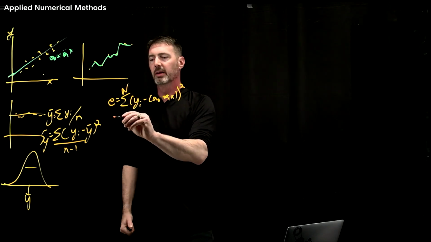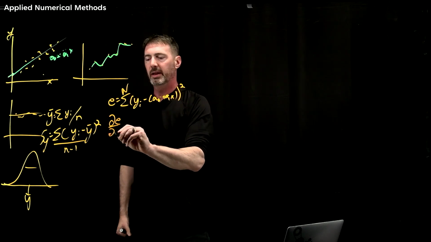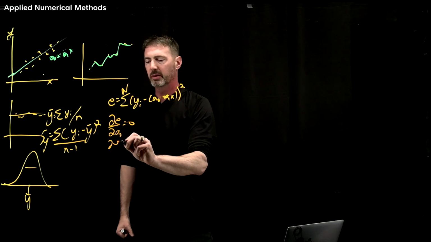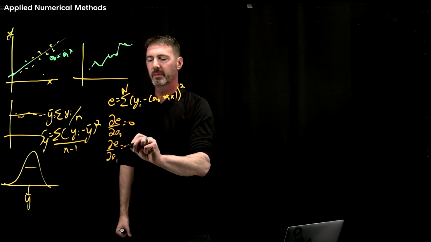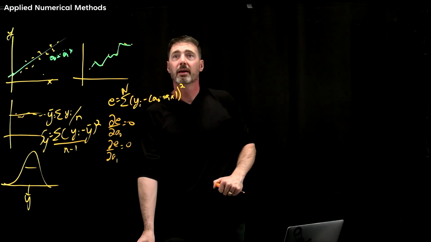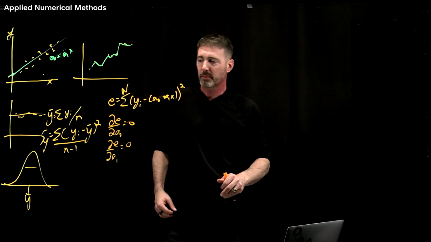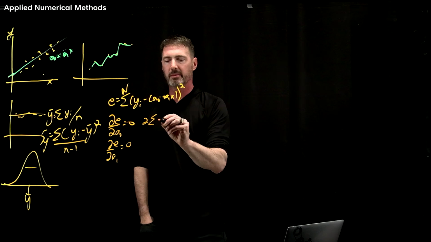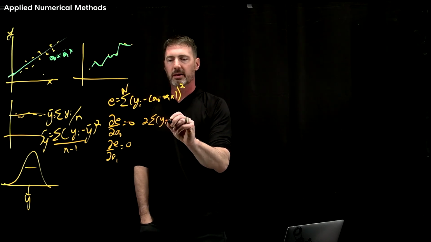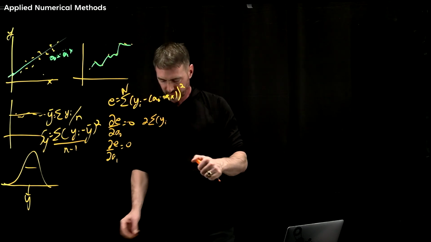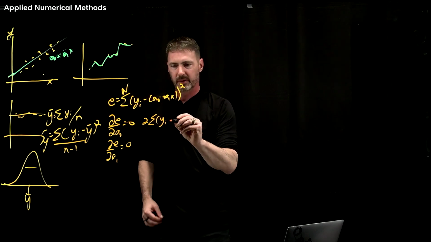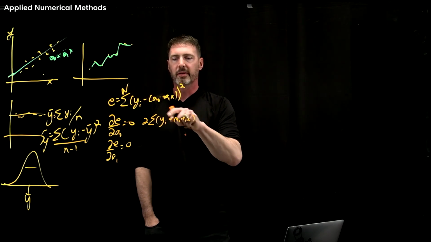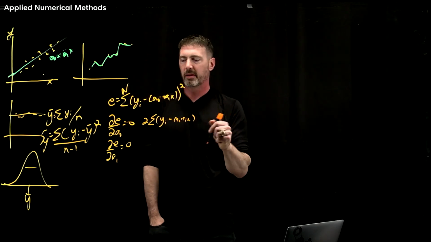And so we can say we want to take the derivative of e with respect to a0 and set it to 0. And we take the derivative of e with respect to a1 and set it equal to 0. And the solution to that will be the minimum. Okay, so if we do that, then this whole thing comes down, and you get a 2 times the sum of yi, minus (a0 plus a1x), and then times the derivative with respect to a0, kind of chain rule, that's it.